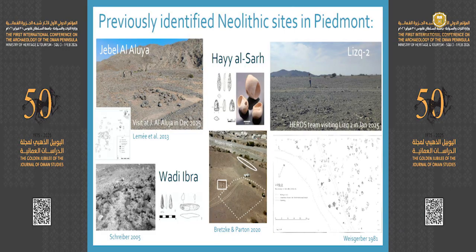Some of the previously discovered sites, like Jebel Al-Alouya, discovered and published by the French team 10 years ago, Wadi Ibra, Lisk-2, discovered by the Germans, and Hail al-Sar, where the Italian team is working now, have something in common, which is generally the presence of stone structures, circular, subcircular, the presence of fireplaces visible already on the surface, and the lithic scatters. But none of them have been, until recently, investigated in depth to try to really understand the chronology and the use of these kinds of sites.